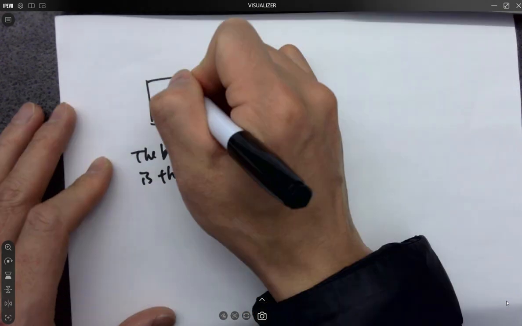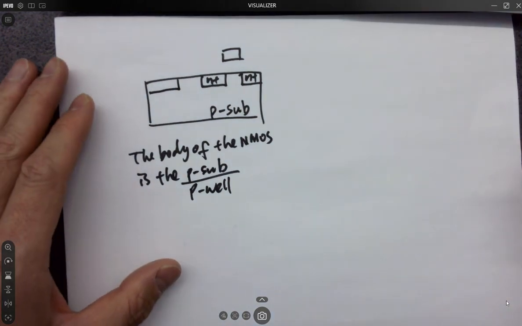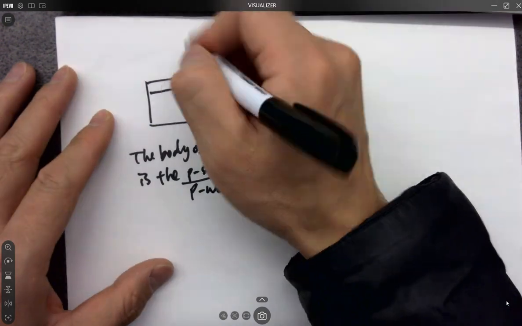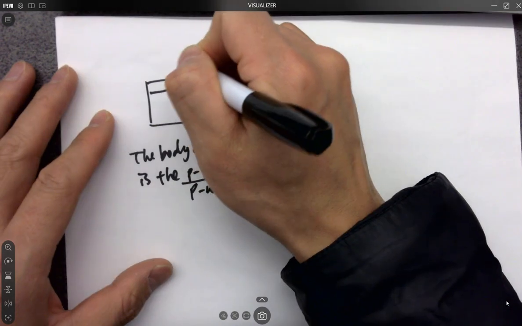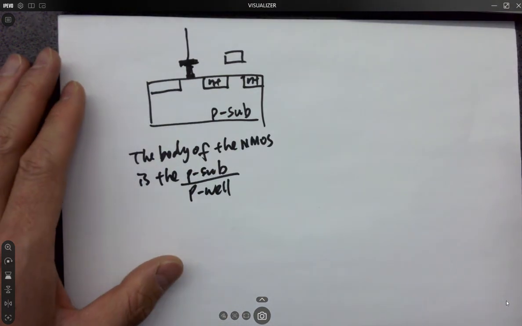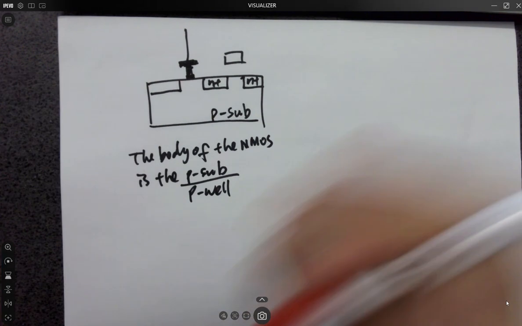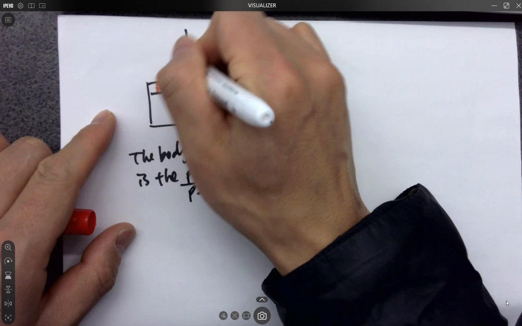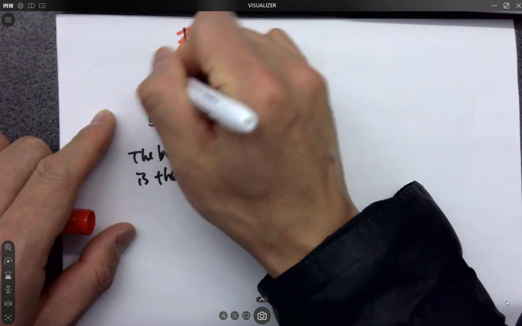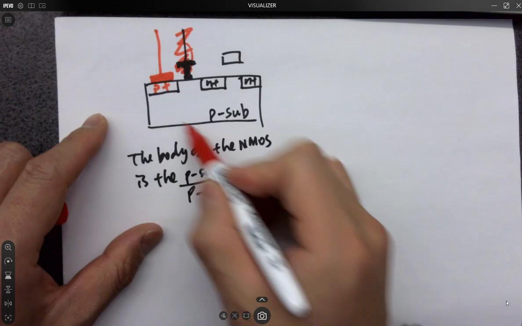Okay, and then you need a tap. What is the tap for the P well? Are we able to put a metal here and a via and then metal one and wire in order to connect to P sub? No, we don't do that. What we do is have a P plus here, which has a higher conductivity, so your metal has a better contact with it and you get a wire. So that's how we connect our wire to P sub.